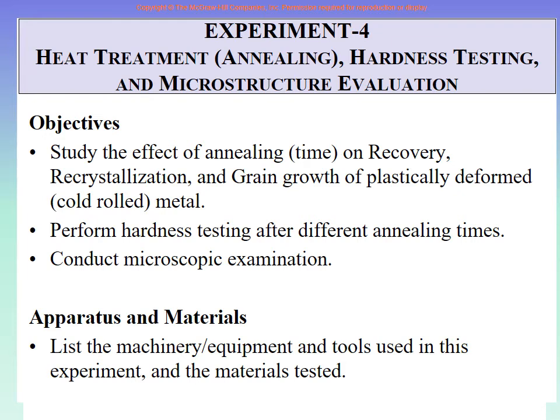With the remaining sample, you take it to tempering. You do the tempering in a furnace. Say you are doing tempering at 100 degrees Celsius or 200 degrees Celsius. So you keep the temperature at 200 and you do tempering for 10 minutes, for example, and you take it out. Once it is cold, then you take a small piece of it and do the microscopy.